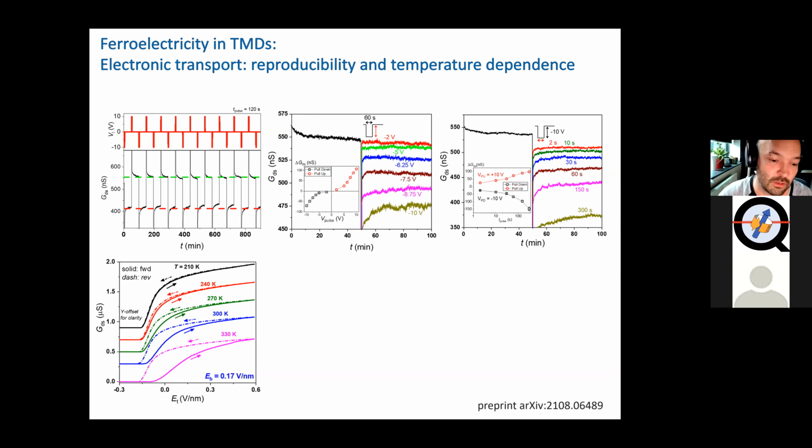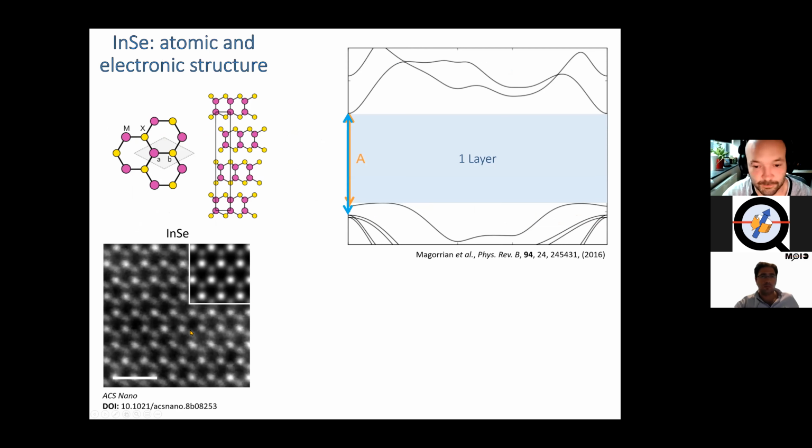So some samples, for example, wouldn't switch at 200 Kelvin, but if you heat them sufficiently above room temperature, they actually display a very high hysteresis.